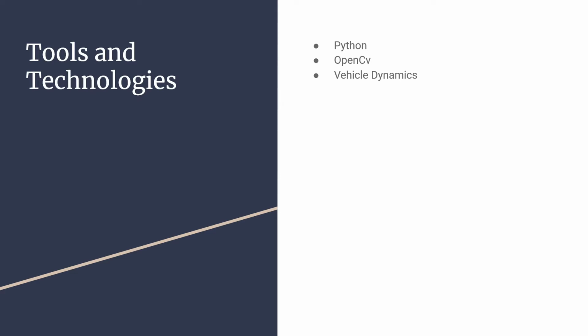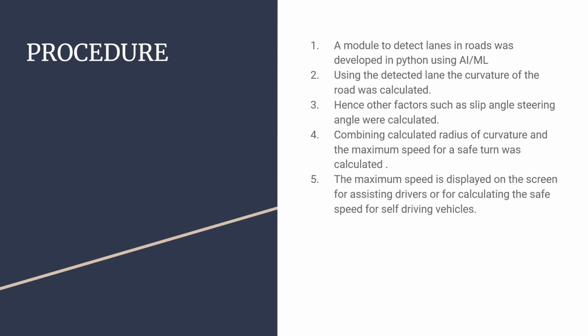The procedure was: a module to detect lanes in the road was developed in Python using AI and ML. Using the detected lanes, the curvature of the road was calculated, that is the radius of curvature. Hence other factors such as slip angle and steering angle were calculated. Combining the results of curvature and other factors, the maximum speed for a safe turn was calculated, and then the maximum speed was displayed on the screen for assisting drivers and for calculating the safe speed for self-driving cars.